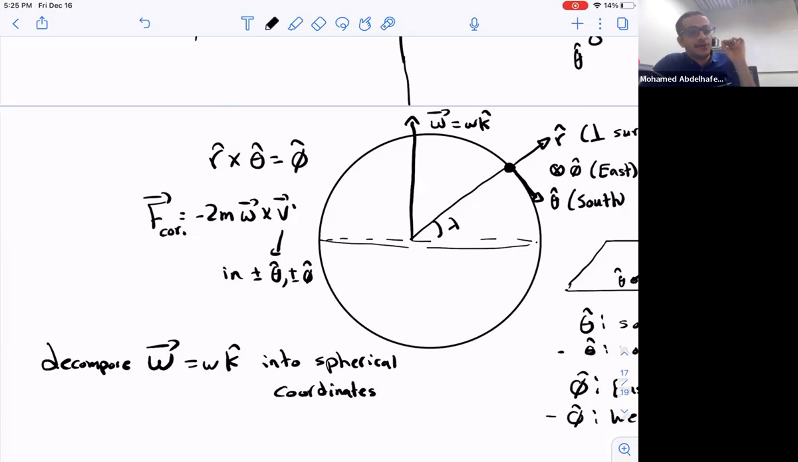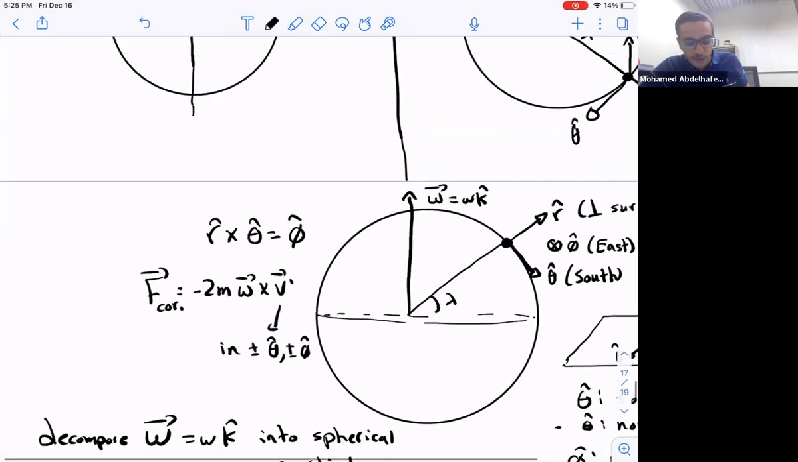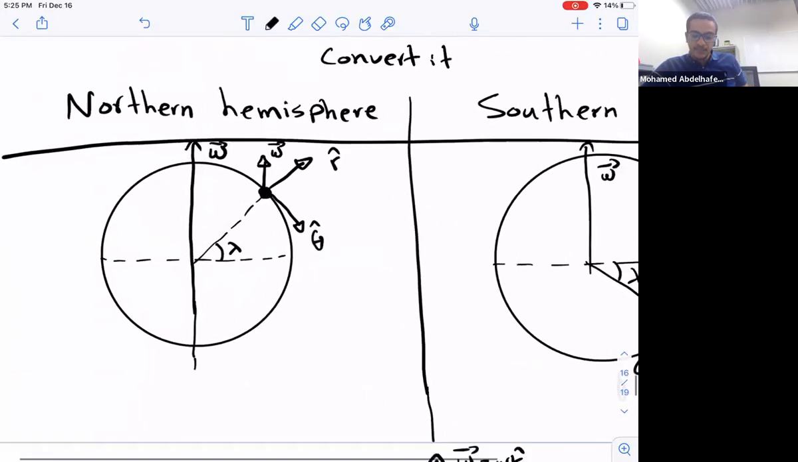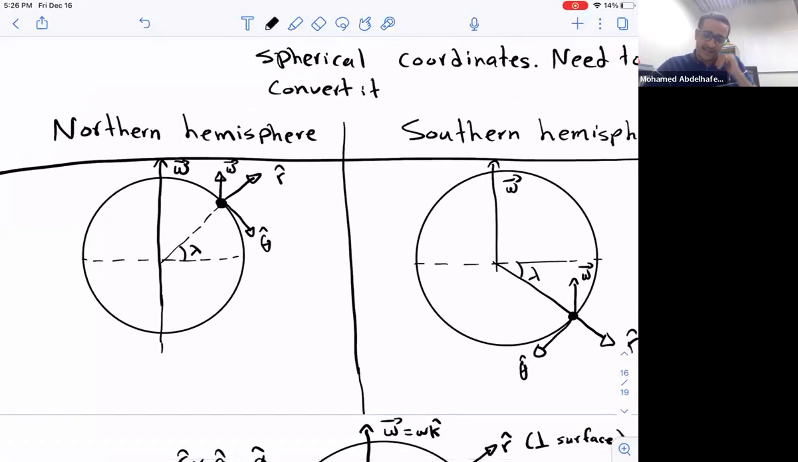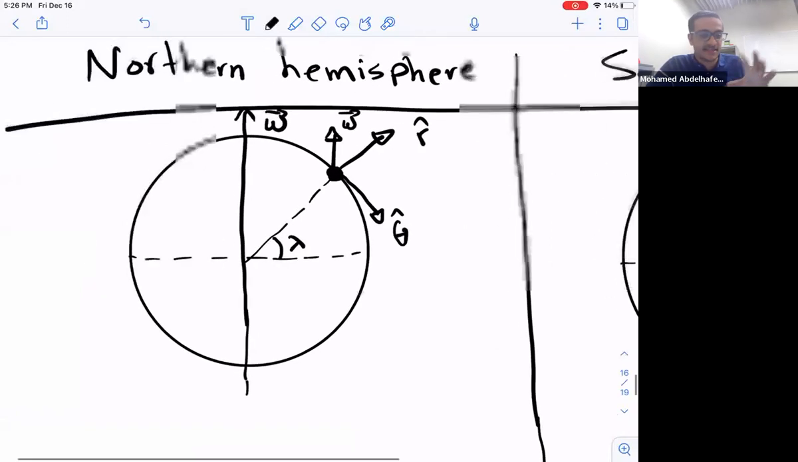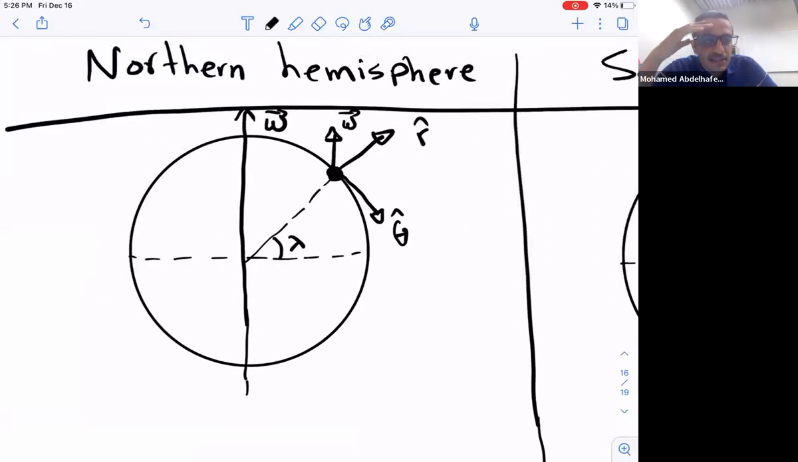Okay, so this decomposition of the vector omega into spherical coordinates depends on which hemisphere you're in. If you're in the northern hemisphere, the decomposition takes a particular form. If you're in the southern hemisphere, it takes a different form, so be careful here. So let's look at the northern versus the southern hemisphere. Here is the northern hemisphere, so you exist at some lambda. This is r and theta. Phi hat is into the page, but omega doesn't have a phi hat component.